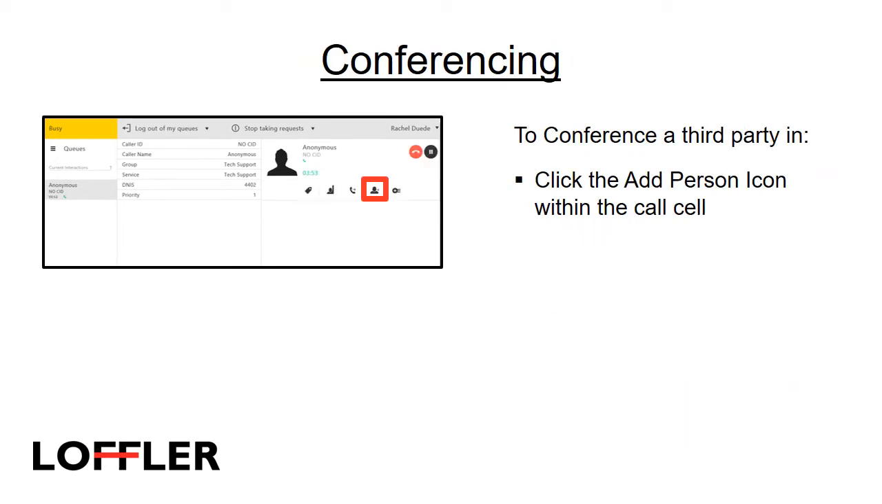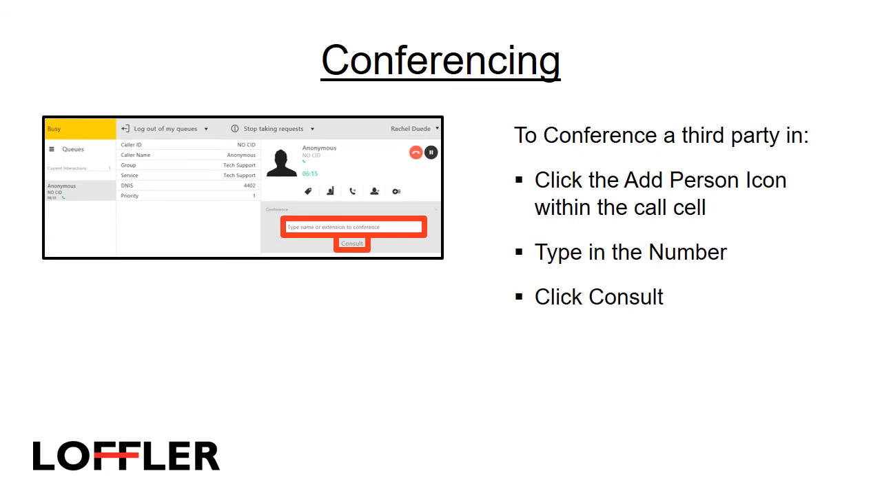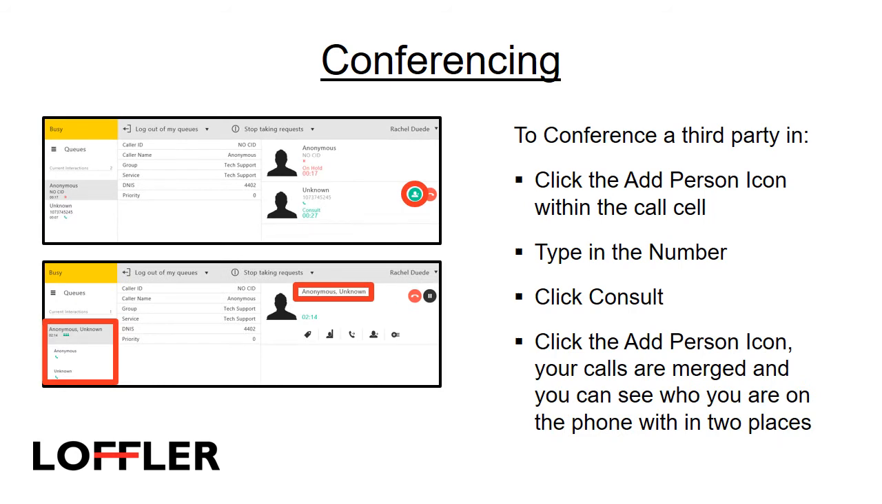To conference a third party in, click the Add Person icon within the call cell. Type in the name or number and click Consult. Click the Add Person icon. Your calls will be merged and you can see who you are on the phone with in 2 separate places.